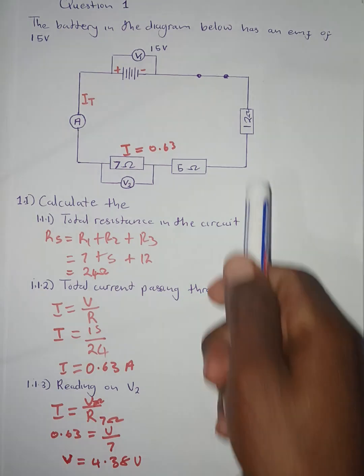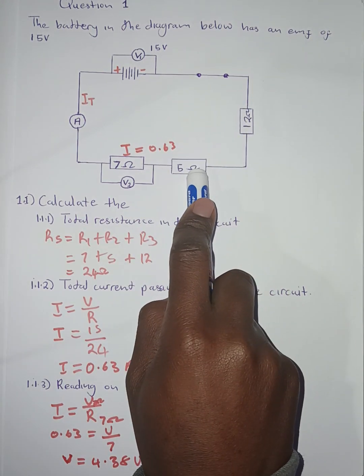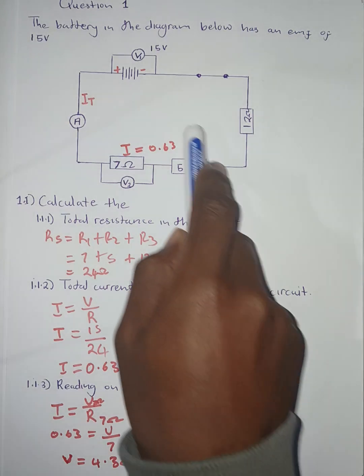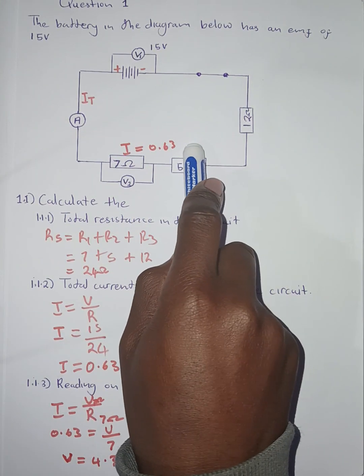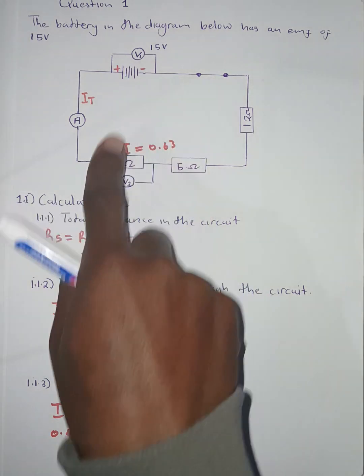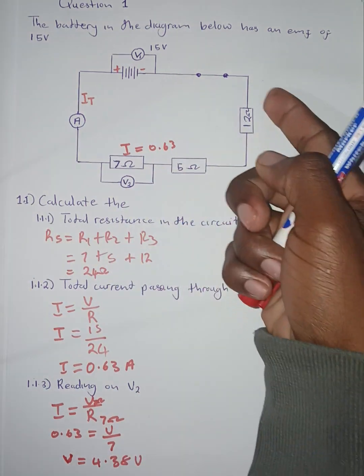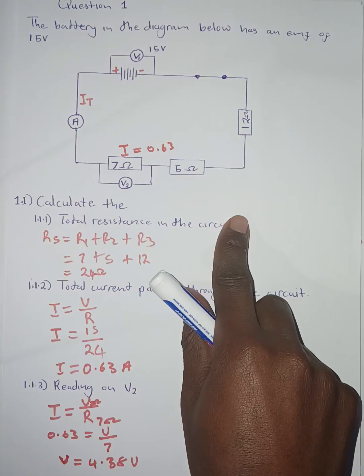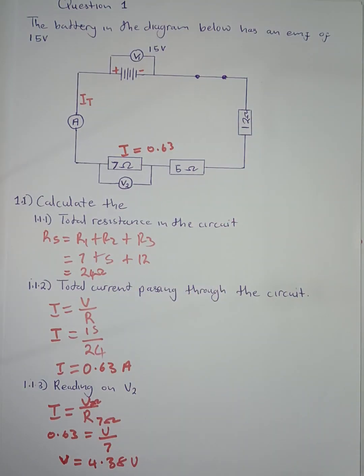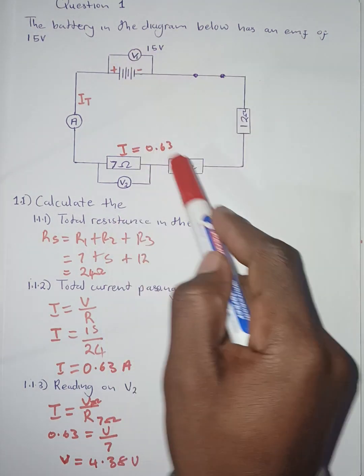And if you want to find the voltage across that 5 ohm resistor, you would do the same thing. Again, we know that the current that passes through that 5 ohm resistor would be the total current, so it would also be that 0.63, and it would be the same current that passes through that 12 ohm resistor. So you can use the same approach to find the voltage across each of those resistors.